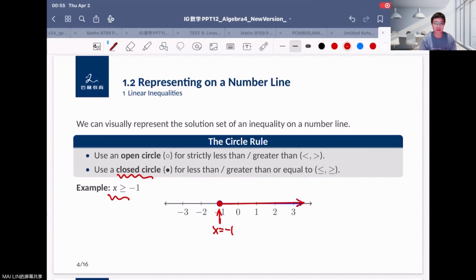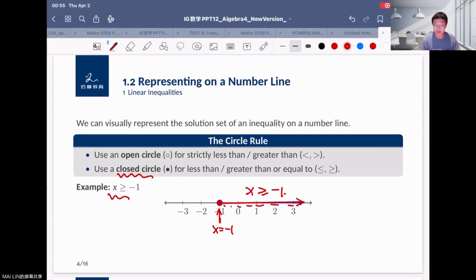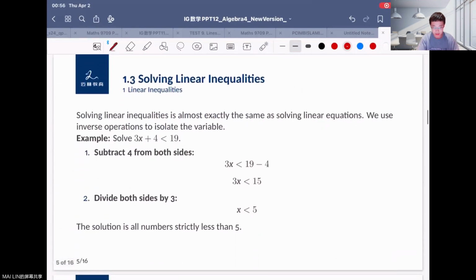Since the arrow is on the right, x can be bigger than or equal to -1. So x can choose 0, 1, 2, 3, and so on, with no limit along the arrow. That is for this example. And here is how we solve linear inequalities.